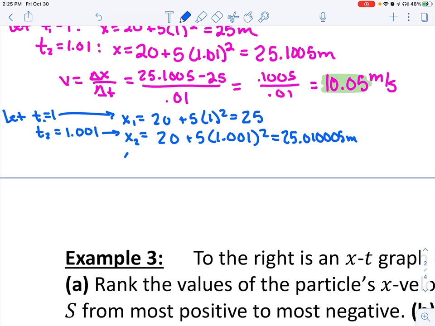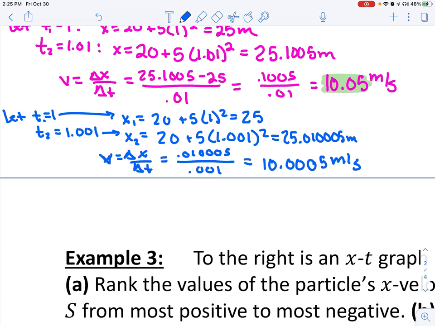So we're going to do our delta x for velocity, oops, sorry, over our delta t. So we're going to do a difference. I hope you guys are okay if I just subtract those. I would get 0.010005 over the difference in time, which is 0.001. Type that in your calculator and you're going to get 10.0005 meters per second.